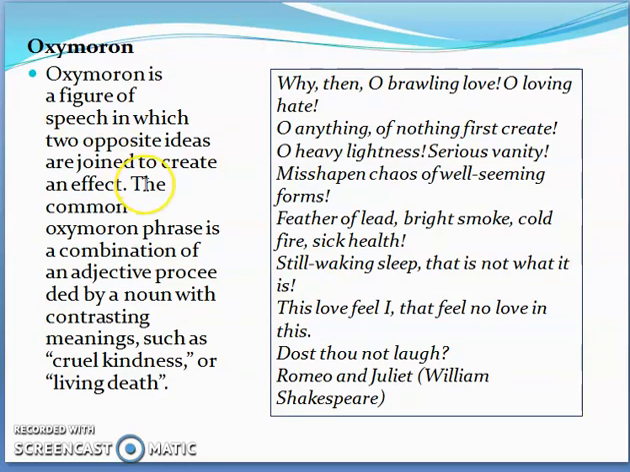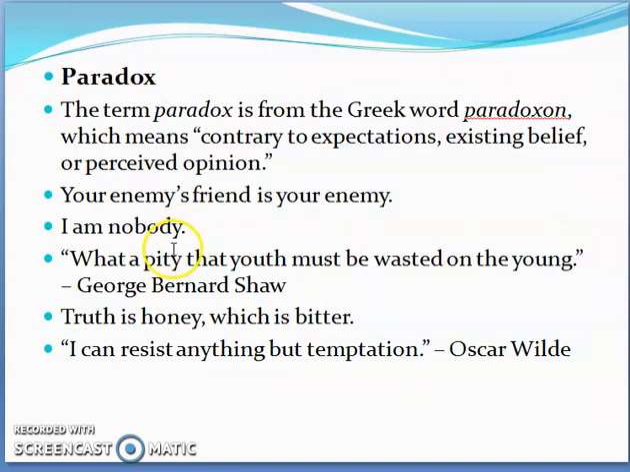Now paradox and oxymoron are usually confused with one another. Paradox is when an opposite concept comes within a line, but they are not coming together.